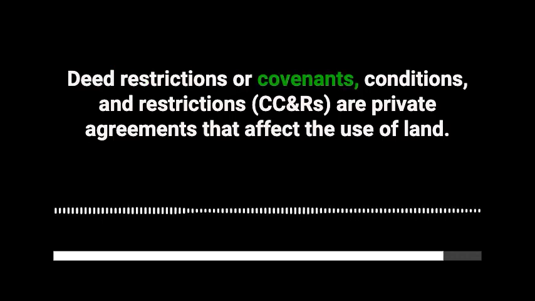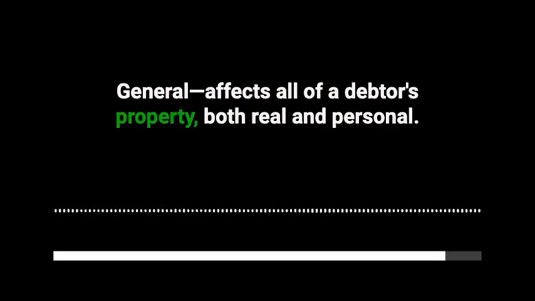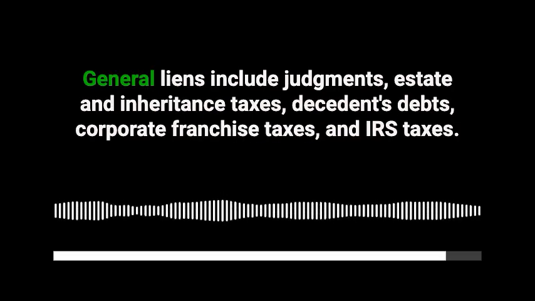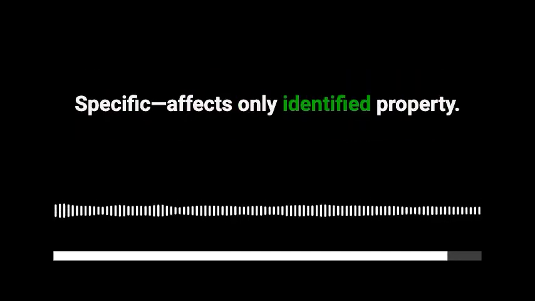Deed restrictions or covenants, conditions, and restrictions are private agreements that affect the use of land. Lis pendens is a lawsuit that may affect title. A lien is either of the following. General affects all of a debtor's property, both real and personal. General liens include judgments, estate and inheritance taxes, decedent's debts, corporate franchise taxes, and IRS taxes. Specific affects only identified property. Specific liens include a vendor's lien, a mechanic's lien, a mortgage lien, a real estate tax lien, and a lien for special assessments and utilities.